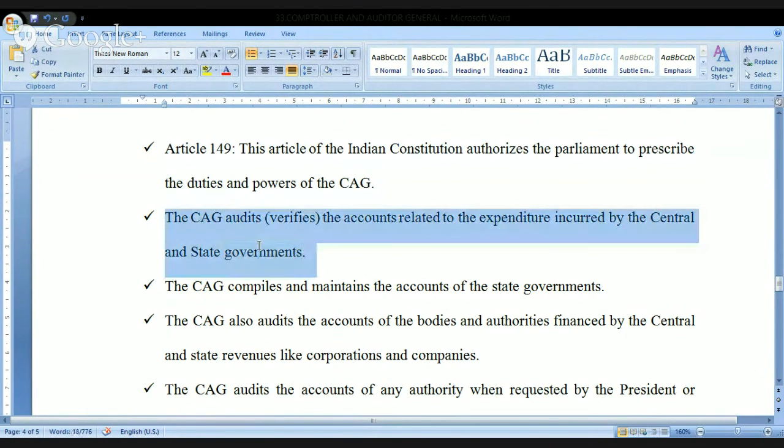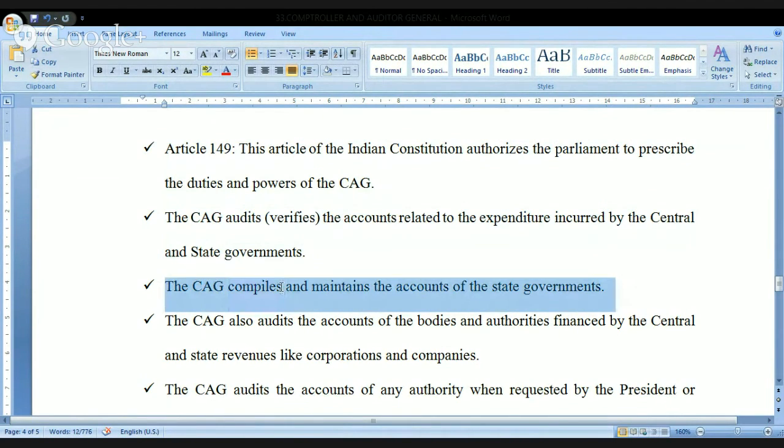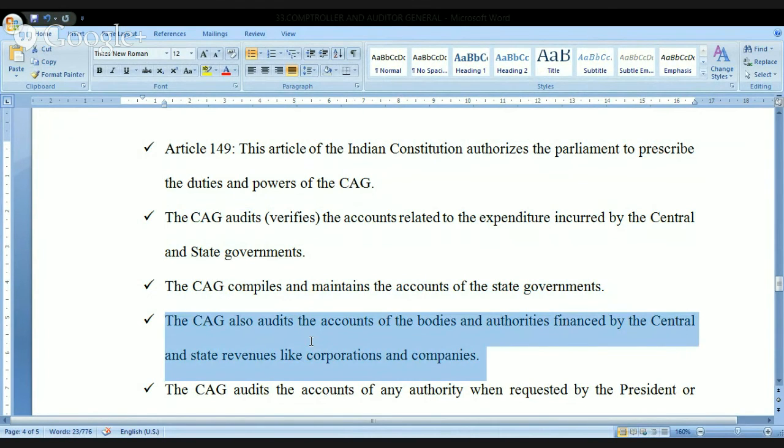The CAG audits the accounts related to the expenditure incurred by the central and state governments. It compiles and maintains the accounts of the state governments. It also audits the accounts of the bodies and authorities financed by the central and state revenues, like corporations and companies. What is the meaning of this? If there is any other authority which is financed by the central and the state governments, like corporations and companies, those accounts will also be audited by the CAG, right?